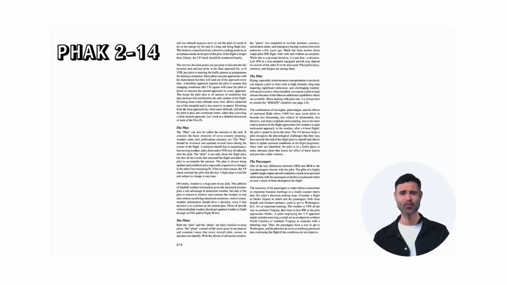Consider a flight to Dulles Airport in which the passengers, both close friends and business partners, need to get to Washington, D.C. for an important meeting. The weather is VFR all the way to Southern Virginia, then turns to low IFR as the pilot approaches Dulles. A pilot employing the 5P approach might consider reserving a rental car at an airport in northern North Carolina or Southern Virginia to coincide with a refueling stop. Thus, the passengers have a way to get to Washington, and the pilot has an out to avoid being pressured into continuing the flight if the conditions do not improve.